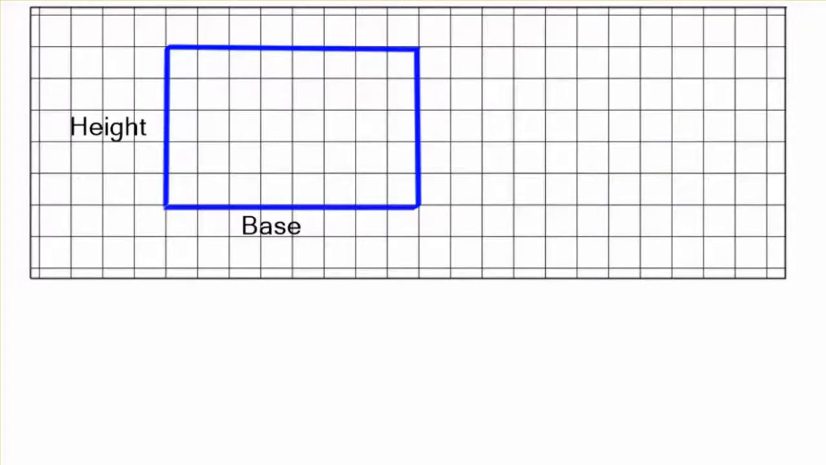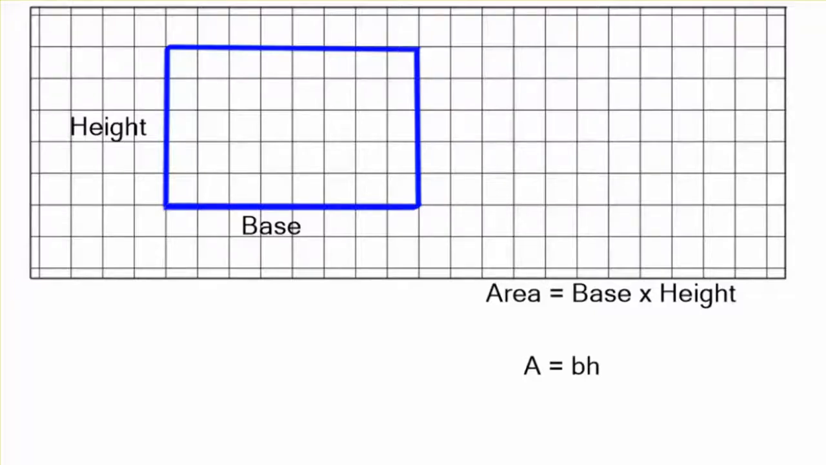The area of a rectangle is just going to be base times height. It tells you how many little squares are in there. I'm going to write that as A equals B times H. And to find that, you just find the height, 1, 2, 3, 4, 5, times the base. That's going to be 8. 5 times 8, there's 40 little squares.